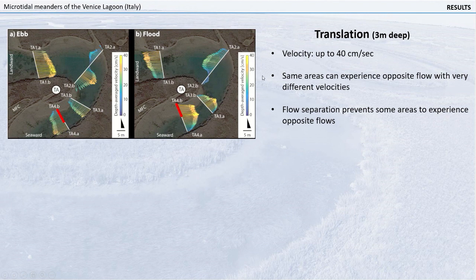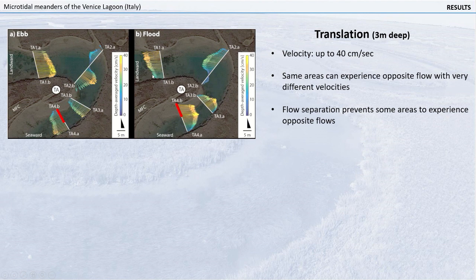It's also very interesting to note here that tidal asymmetry is quite marked because we can clearly see that the same side experiences opposite velocities with a quite remarkable difference. Right?